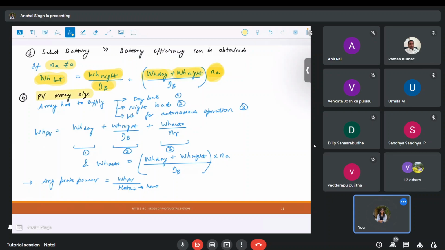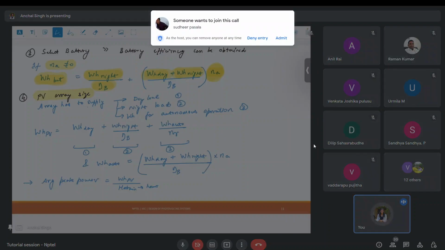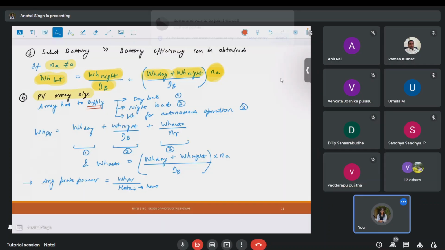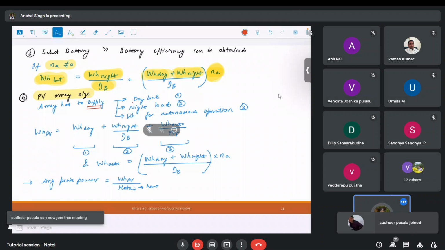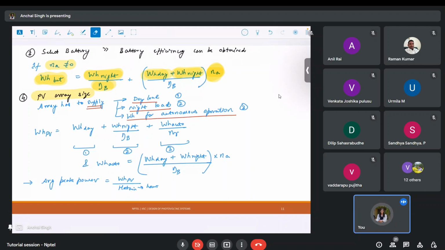Now, in order to size the PV array completely, we'll first look at what all things my PV array has to supply. So my PV array will be supplying my day load, and then my night load, and then watt hour for the autonomous operation. These are the three things that my PV has to supply. Okay, so what is the day load? Watt hours day. What is the night load? Watt hour night by efficiency of battery.